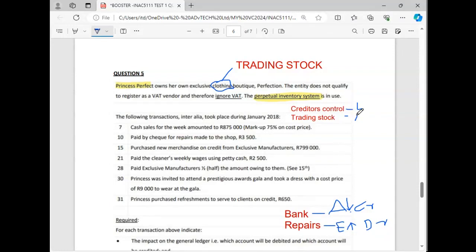Creditors control, trading stock, and assets. This one is an asset. Yeah, so everything's increasing because you're getting more merchandise. So your debit would be trading stock, your credit would be creditors control. Thank you so much. So it's going up, ne? Yes. This one is debited. Thank you, guys.